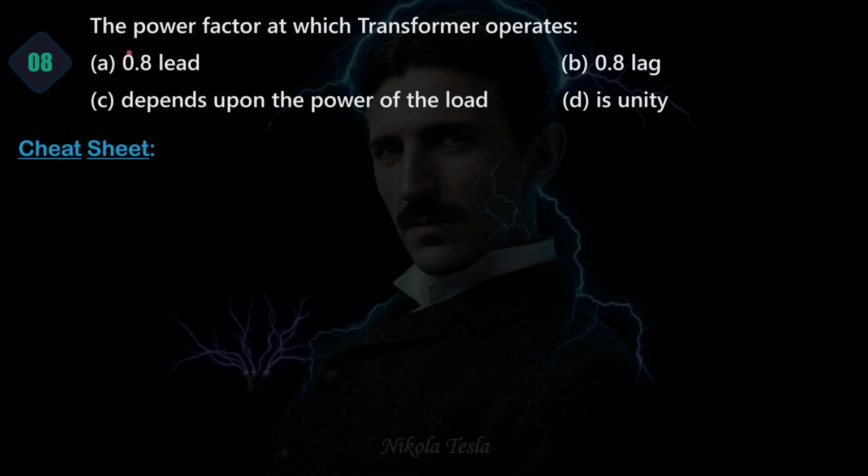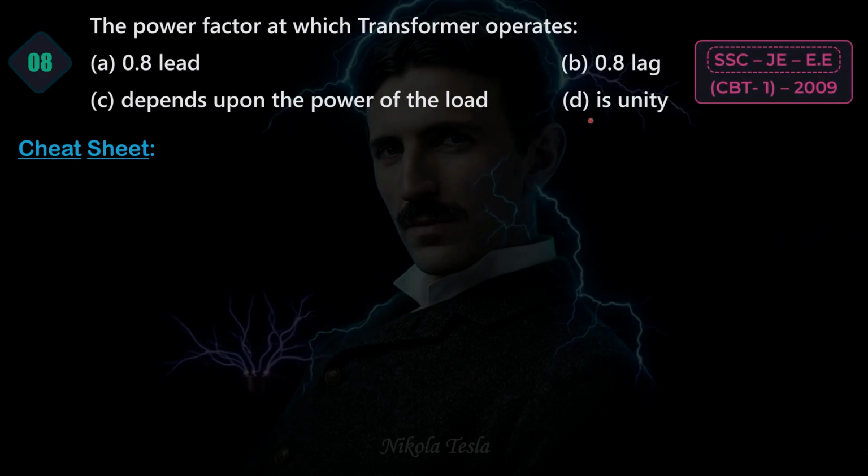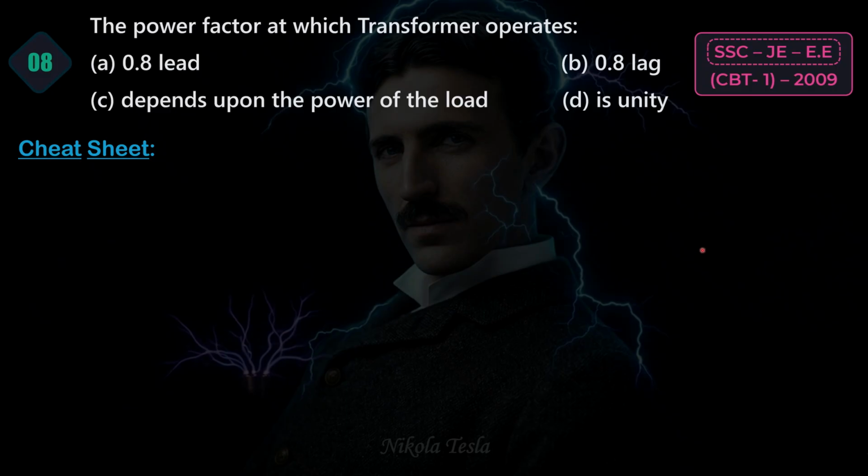Question: the power factor at which transformer operates. Option A 0.8 lead, option B 0.8 lag, option C depends upon the power factor of the load, and option D is unity. We know that transformer is a passive static device. It simply transfers electrical energy from one circuit to another. It does not generate, change, or improve a power factor on its own.